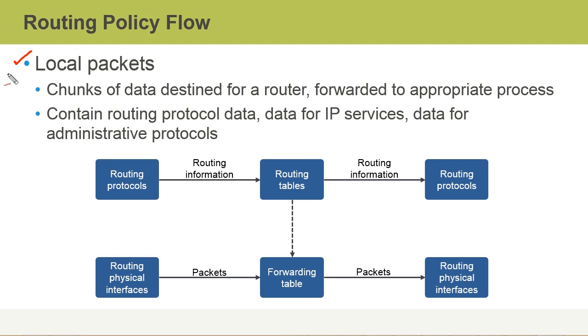This could be packets that contain routing protocol data, or they could be data for different IP services that run on your router, or data for administrative protocols that are running on your router. But bottom line is that these local packets are destined for some sort of process that runs on your router, and those packets need to be delivered to those processes. So in this video, we discussed routing policy flow.